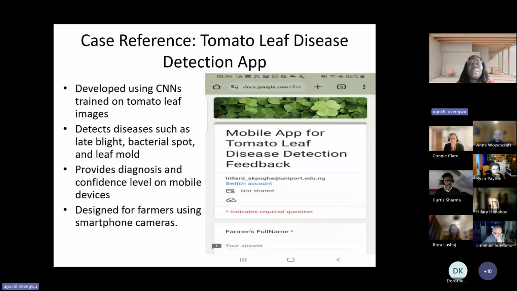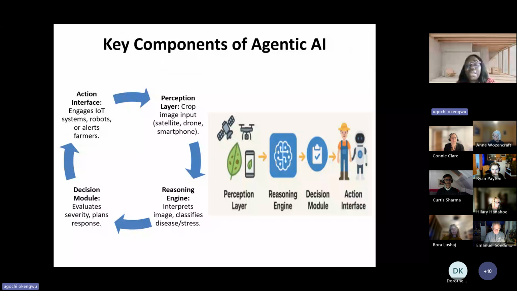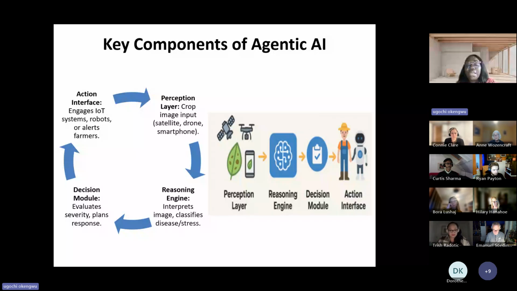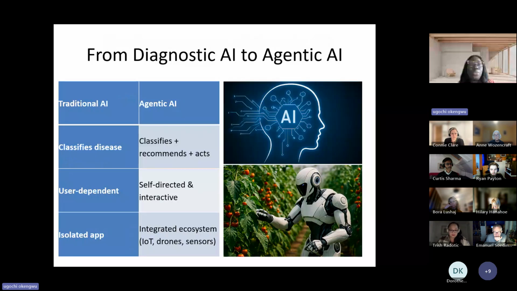So looking at that and bringing in agentic AI, the key components are the perception layer, reasoning engine, decision module, and action interface. For me, the action interface is the magic of agentic AI, which engages IoT systems, robots, or alerts farmers. They don't need to be there physically for some of these things to be done. From diagnostic AI, which is what we normally do now, to agentic AI, there are a lot of improvements that will make life easier for both farmers and health officials, depending on the sector.